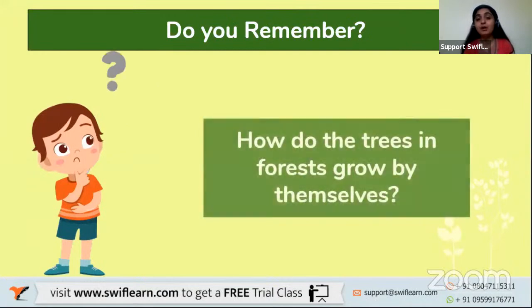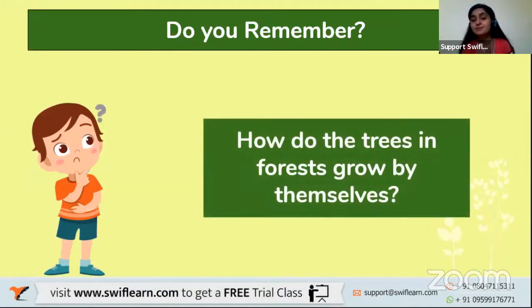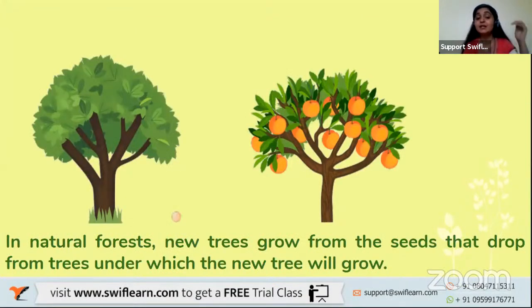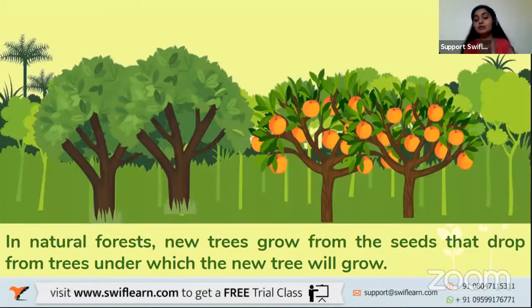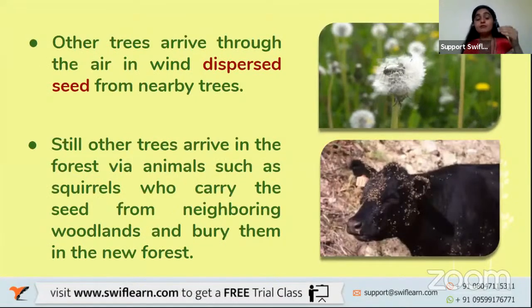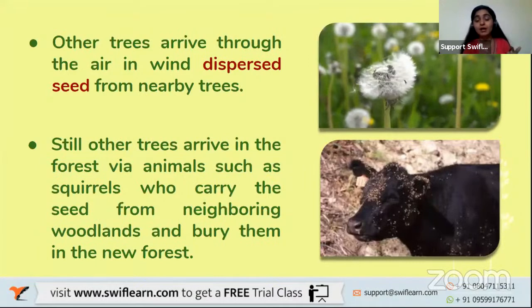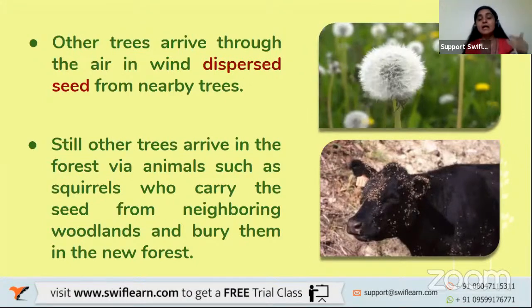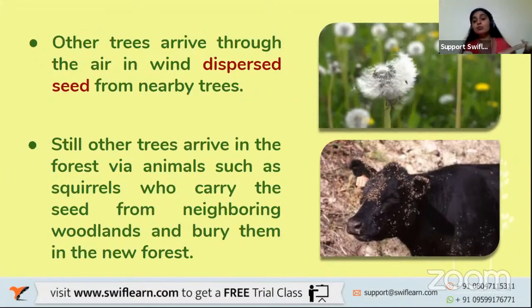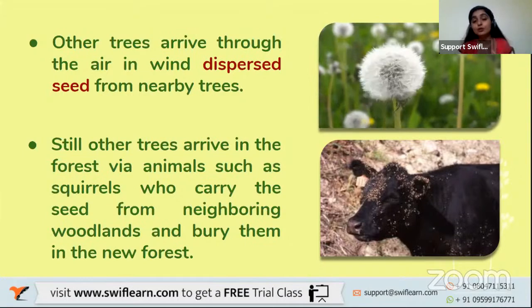But before that, do you remember how trees in the forest grow by themselves? In a natural forest, new trees grow from the seeds that drop from the trees under which the new tree will automatically grow. Now the seeds that drop down from the tree right above are carried away through wind, through water, or through animals around the forest, and then they grow in different places, and the entire ecosystem is self-sustainable, right? Everything is moving around here and there, and trees are growing inside that ecosystem of a forest.